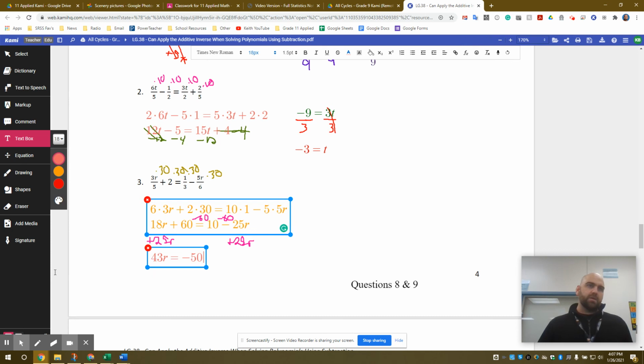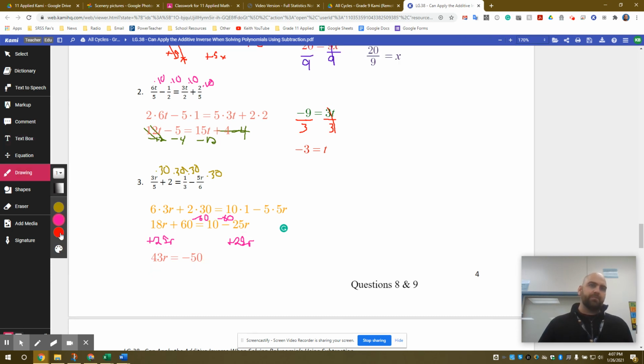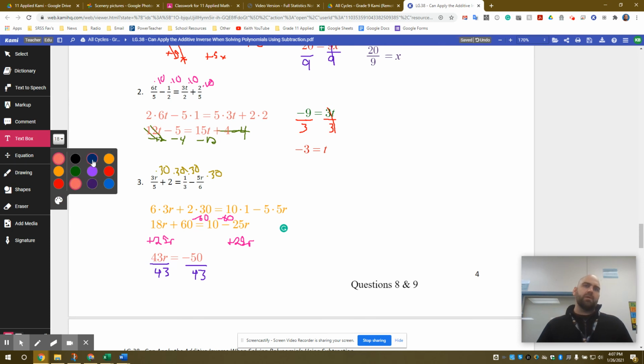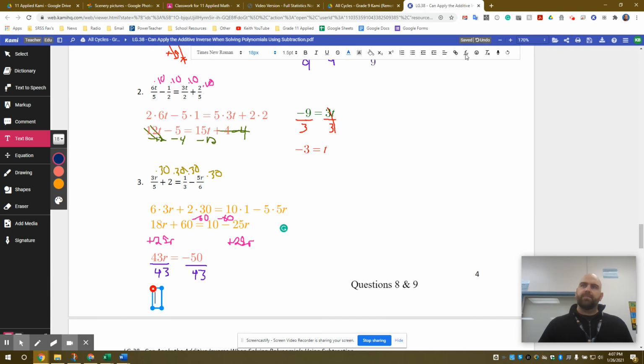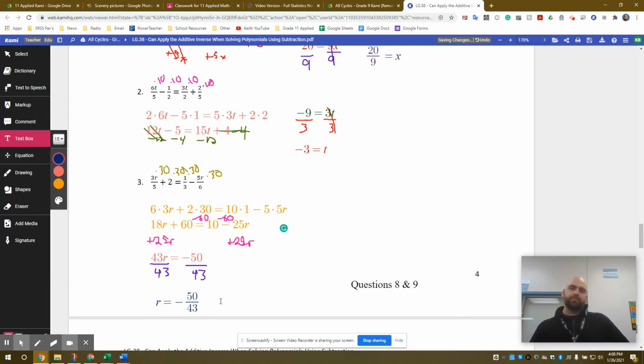And so we are going to divide both sides by 43. I will attempt to do this again, even if it is a little glitchy. And again, you'll notice that we're going to get a decimal. Decimals are okay. We can gladly have that. And this is going to tell us that r is equal to negative 50 over 43. Okay, and that's our final answer. There's our fraction. We'll leave it just like that. We don't need to solve for it at all.